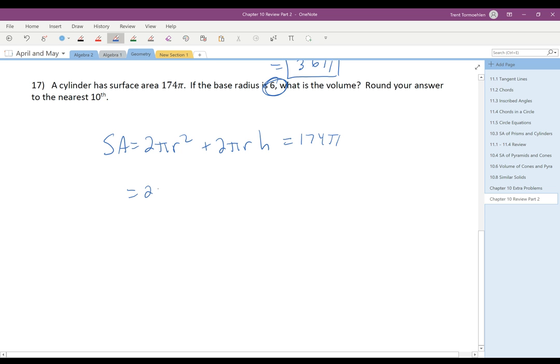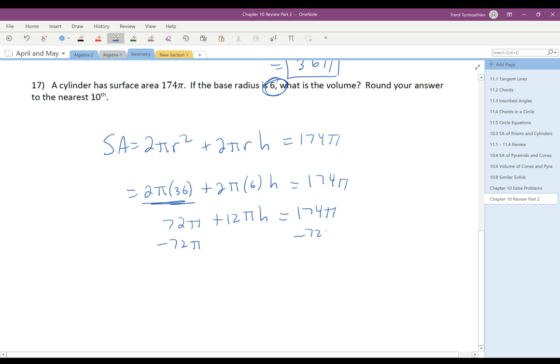So it's going to give me 2 pi times 36 plus 2 pi times 6 times h equals 174 pi. So when I do 36 times 2, I get 72 pi, plus 12 pi h equals 174 pi. Subtract the 72 pi. And that gives me 12 pi h equals 102 pi. Divide through by 12 pi. The nice thing that happens is the pi's cancel, so that gives me h equals 102 over 12, which turns out to just be 8.5 or 17 over 2.